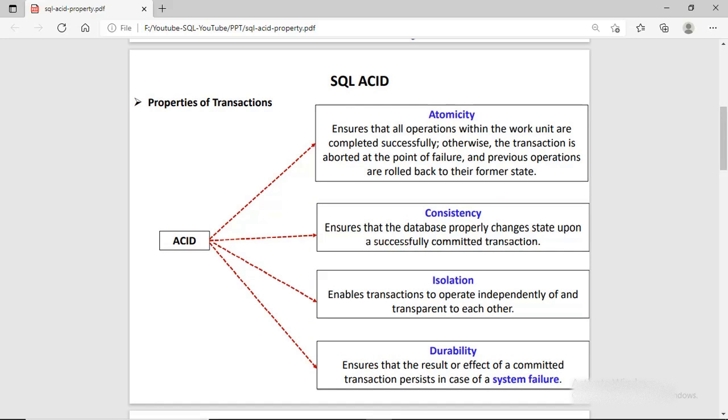Properties of the transaction. There are four categories that are called ACID. First one is atomicity, second is consistency, third is isolation, and the fourth and final one is durability. We will check all these properties with a diagram.